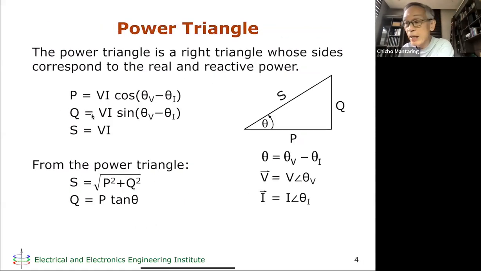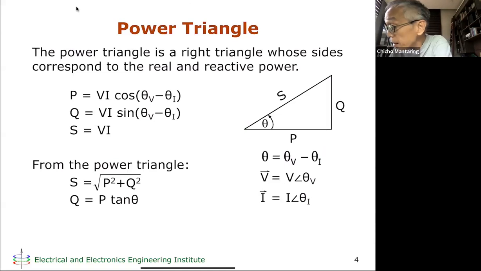Okay, I mentioned this also last time. This is an aid to remembering the relationships. You just remember this triangle. We call this the power triangle. This is a right triangle. The angle is the phase angle between your voltage and your current, so that's theta V minus theta I. That's your angle.